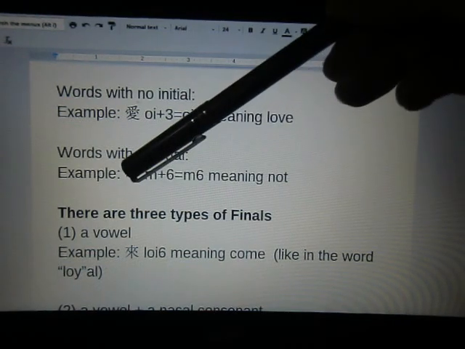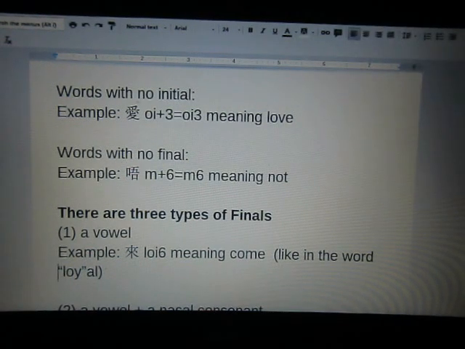For example, in the word just like when you go to the toilet, right, which has no vowel in it.